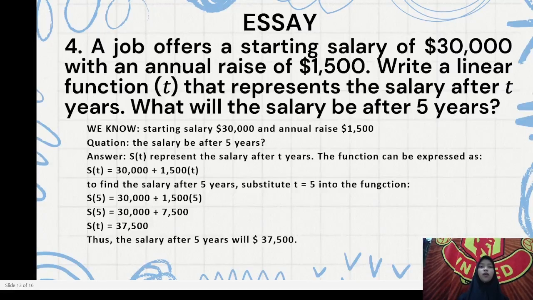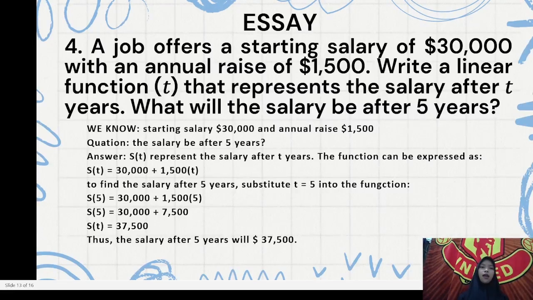4. A job offers a starting salary of $20,000 with an annual raise of $1,500. Write a linear function S(t) that represents the salary after t years. What will the salary be after 5 years? We know the starting salary is $20,000 and the annual raise is $1,500. Question: what will the salary be after 5 years?